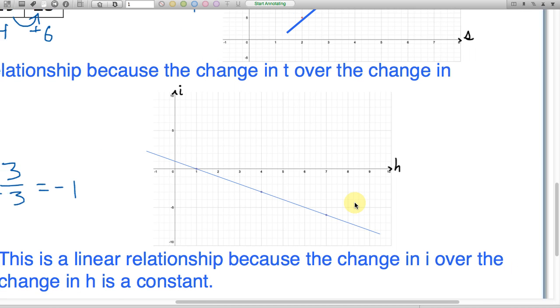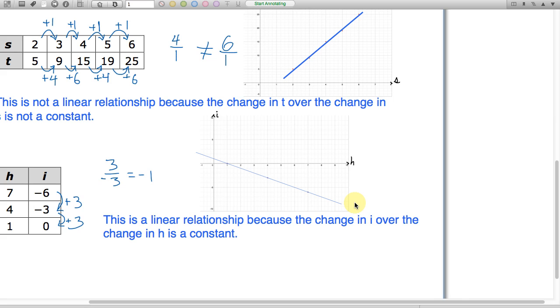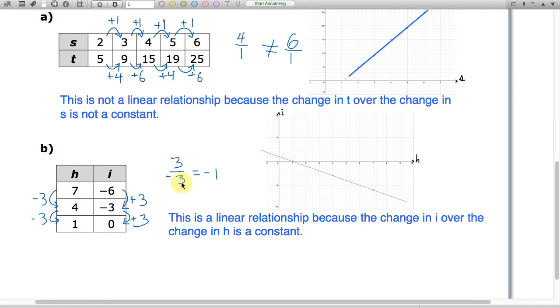Of course, you didn't actually have to graph that to figure it out. You can just look at the change in I over the change in H and realize that's a constant to be able to tell that it's linear.